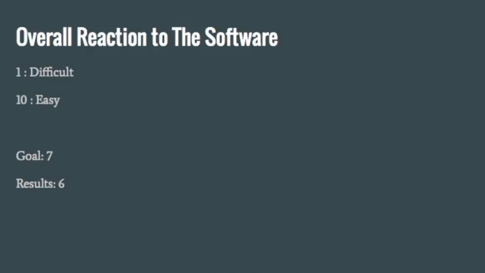One question asked the users to rate their overall reaction to the software, 1 being difficult, 10 being easy. On average, the rating was 6. Our goal was a 7. Another question asked the users to rate their overall reaction to the software, 1 being frustrating, 10 being satisfying. The average rating was a 7 and our goal was a 6.